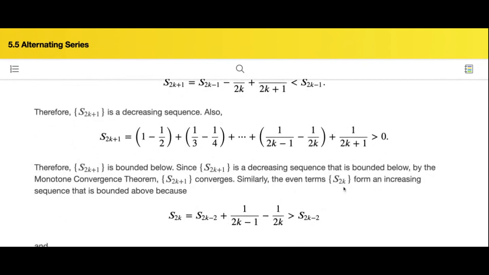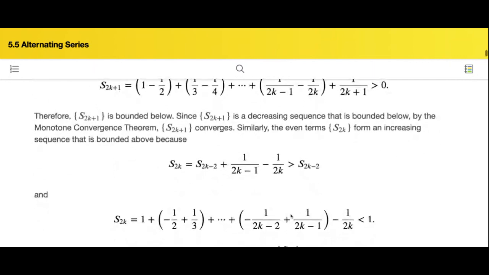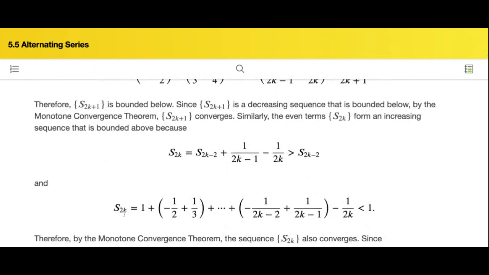Similarly, the even terms S2k form an increasing sequence that's bounded above. The sum of 2k terms equals the previous term, S2k minus 2, plus the next term, which is 1 over 2k minus 1 minus 1 over 2k. And of course, this subtraction is a positive number. So that means S2k minus 2 plus a positive number is greater than itself.